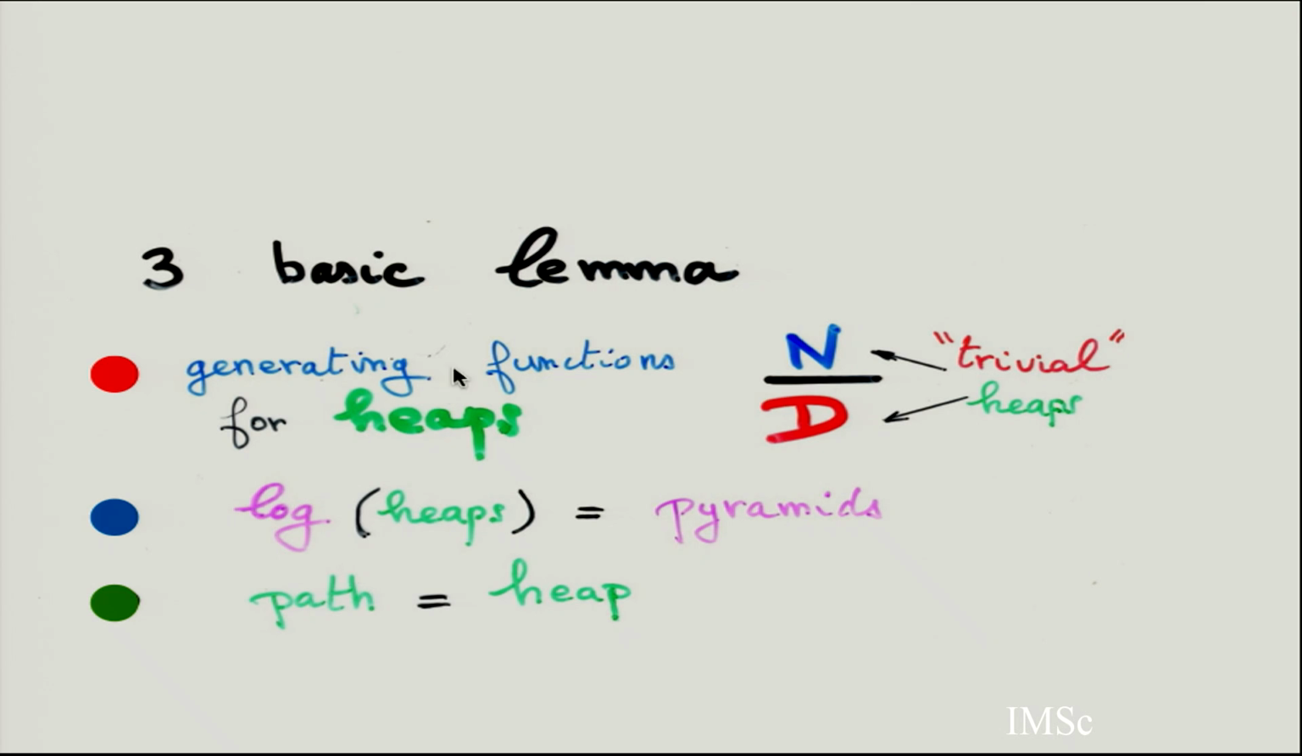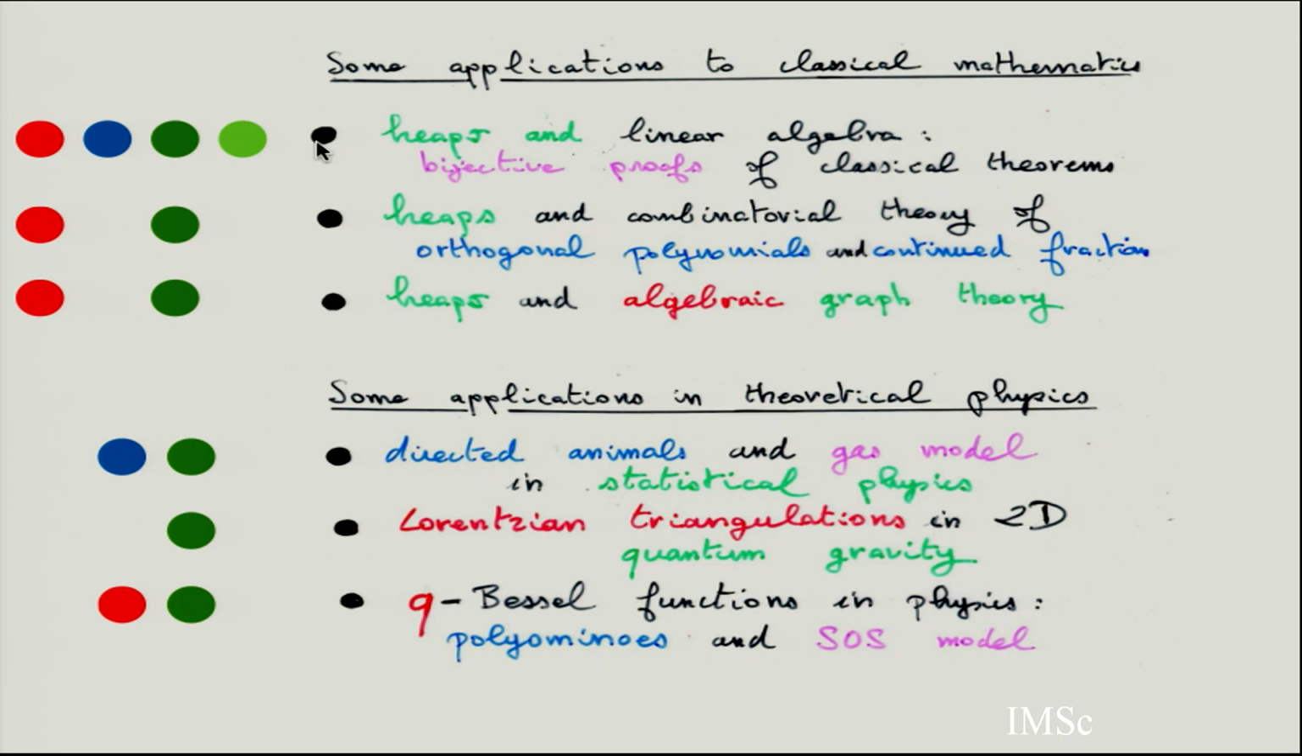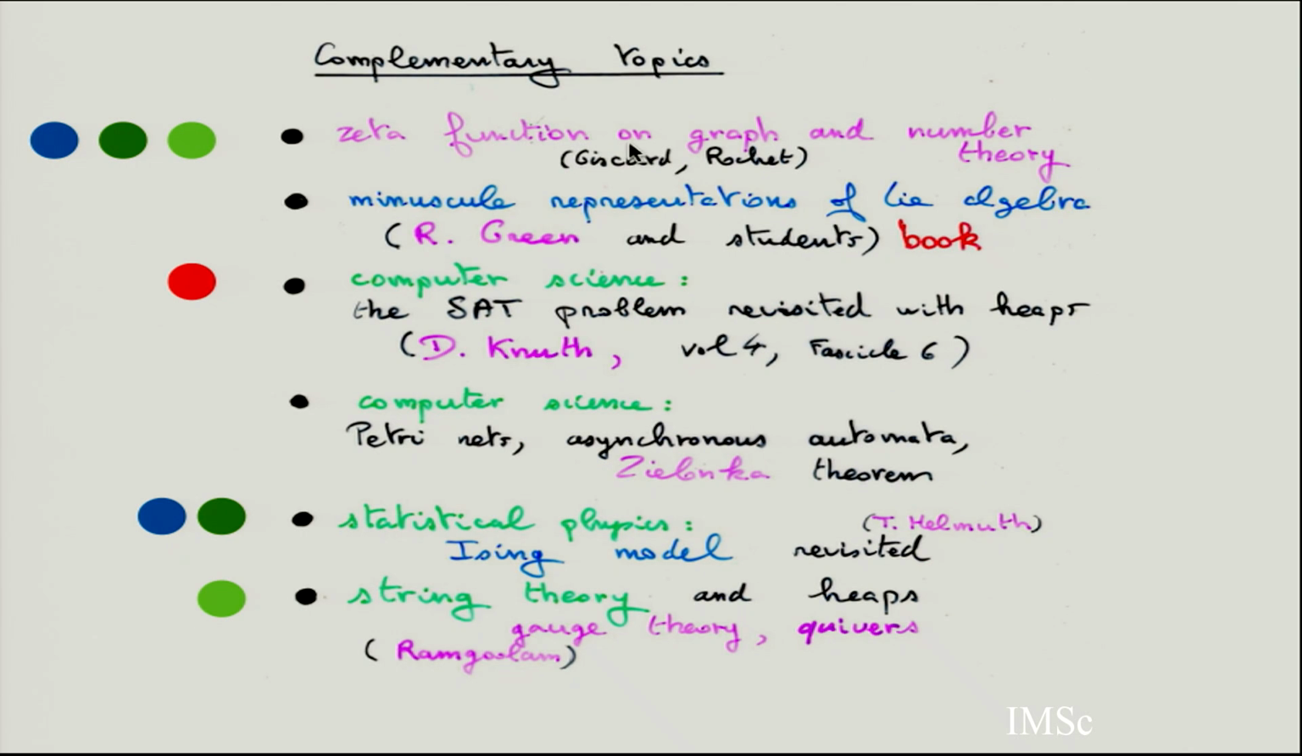There are three basic lemmas: inversion lemma, logarithm lemma, and path equal heap. I put some colors, and the colors correspond to, see, in each of these topics, all three basic lemmas appear. For example, the blue is the logarithmic lemma. In linear algebra, there is the Jacobi identity: logarithm of something equals trace of exponential. In the gas model, there is also the logarithm of the partition function, which gives the density. Here in zeta function of a graph, there is some formula which is explained by the logarithm. Statistical physics, the Ising model is revisited, and this logarithm lemma.